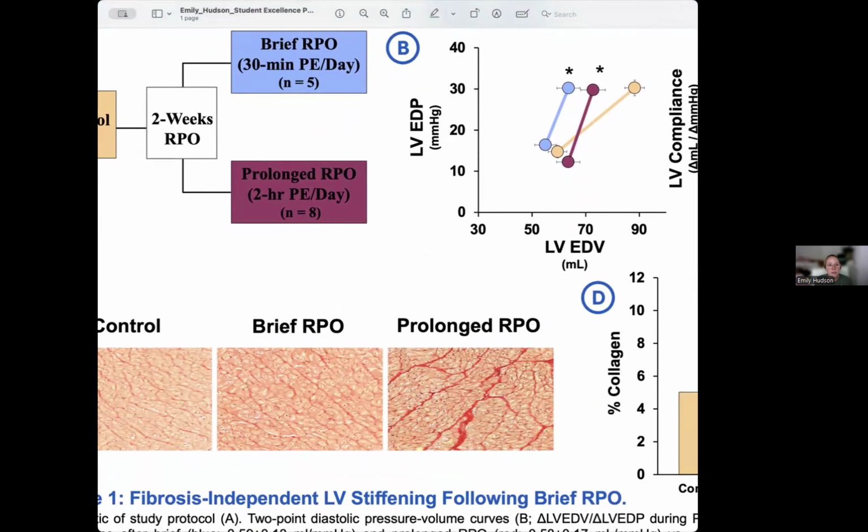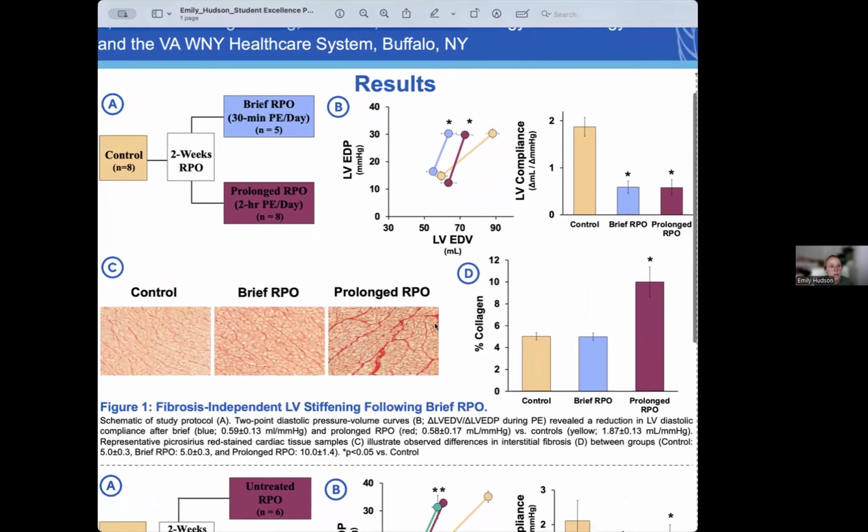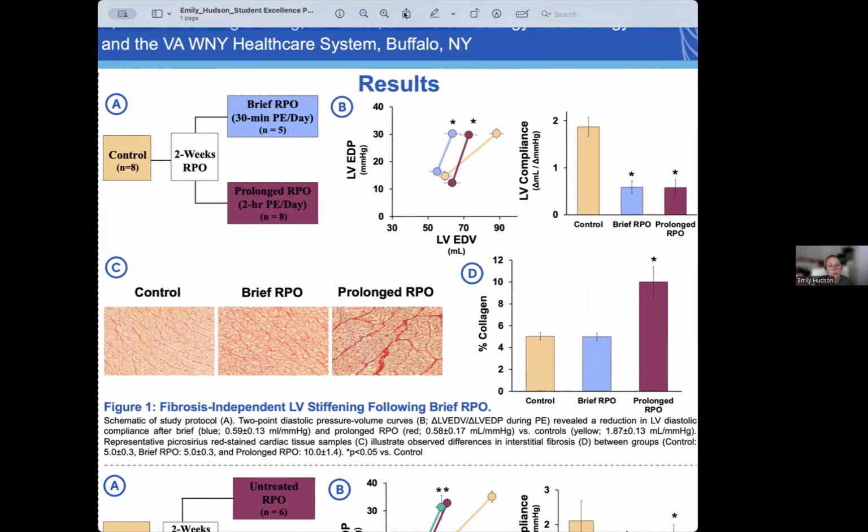So next we wanted to understand fibrosis and what this reduction in time of PE exposure is going to do to fibrosis. So we did histological analysis using a picrosirius red stain. When this stain is applied, collagen is going to stain this bright red color. And then we can quantify that and get the percent collagen, or an indication of total fibrosis, in the heart of each of these animals.